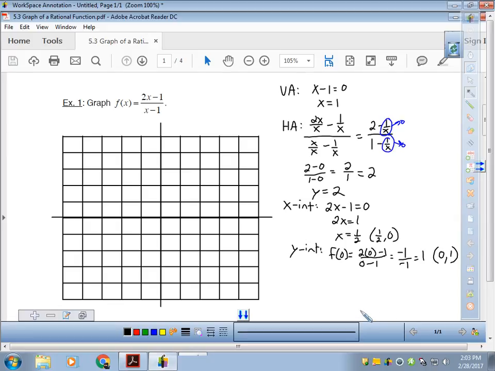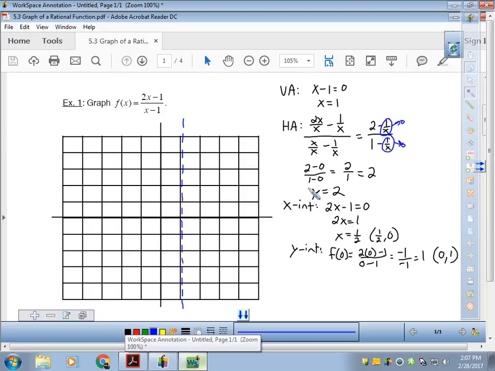Now that I found all of this stuff, I want to plot all of it. Let's start with asymptotes. I have a vertical asymptote at x equals 1. So I'm going to go to where x is 1, and I am going to draw a vertical dotted line. And now I'm not drawing it exactly on the line just because it makes it harder to see that way. I'm kind of drawing it next to x equals 1 just so you can see it a little better.